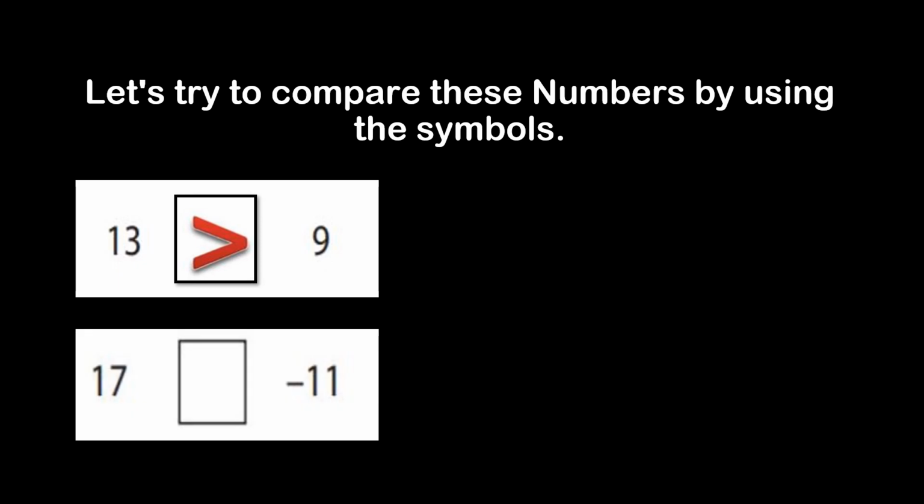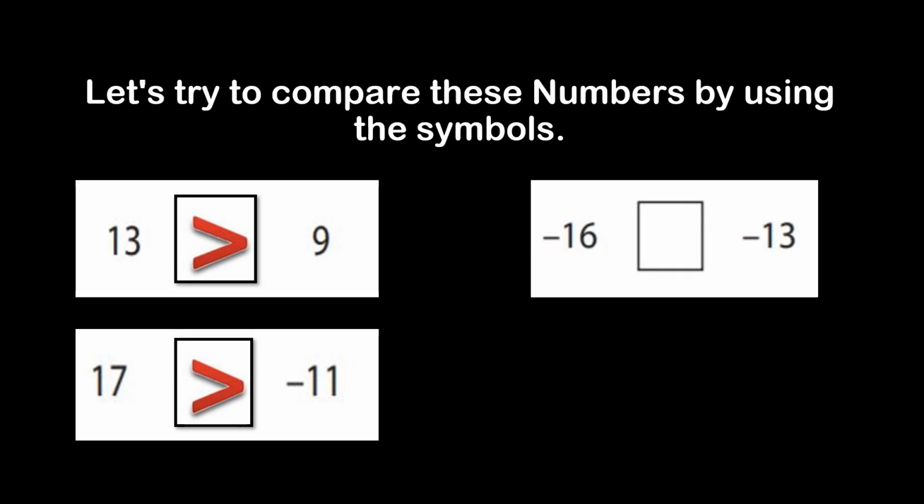Next one. You have got positive 17 and negative 11. So, which number will be smaller in this case? Yes, you are right. It is negative 11 because negative integers will be always smaller than the positive integers. Therefore, the pointer will be facing to the negative 11 and positive 17 will be greater. And see, the symbol is eating positive 17, right?